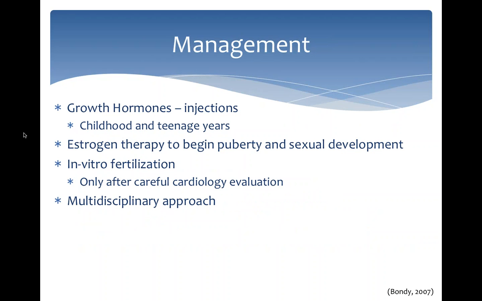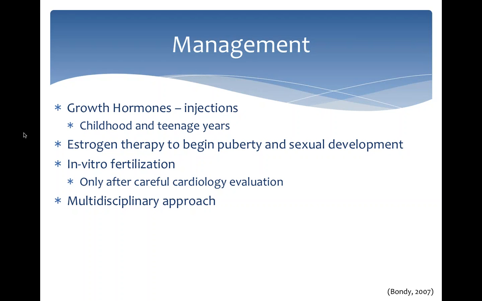So how do you manage Turner syndrome? We can manage by giving injections like growth hormone injections, and you'll usually give them during the childhood and teenage years. You can also do estrogen therapy to begin puberty and sexual development. Like I said earlier, they are at an increased risk for infertility, and therefore you can do in vitro fertilization. But remember, they have all these maternal and fetal complications, so you only want to refer them for in vitro fertilization after a careful cardiology evaluation.